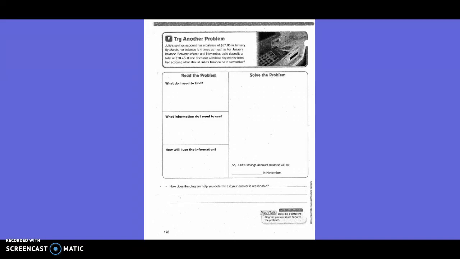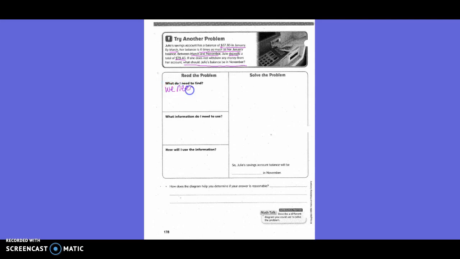So in January, what was her balance, guys? $57.85. And then by March, it was 4 times as much as her January balance. And then between March and November, she deposits $78.45. So they want to know what should Julie's balance be in November. So what are we looking for, guys? Okay, so we need to find Julie's balance for November.